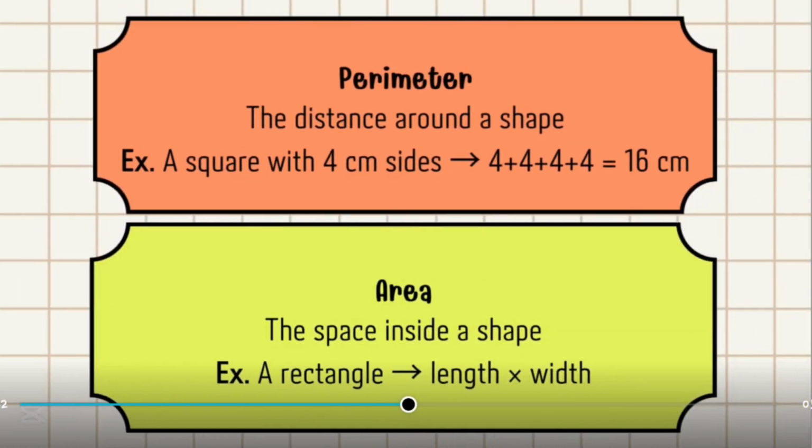Let's talk about measuring shapes. Perimeter is the distance around the shape. So, if you walk all the way around the square with sides of 4 cm, the total distance is 16 cm. That's the perimeter. Area, on the other hand, is about how much space is inside the shape. To find the area of a rectangle, you multiply length times width. So, if a rectangle is 3 cm wide and 5 cm long, the area is 15 square centimeters.